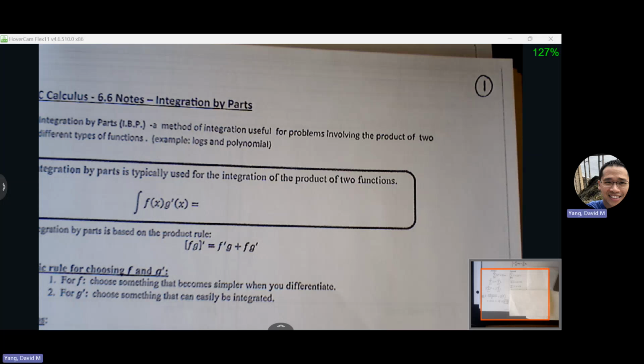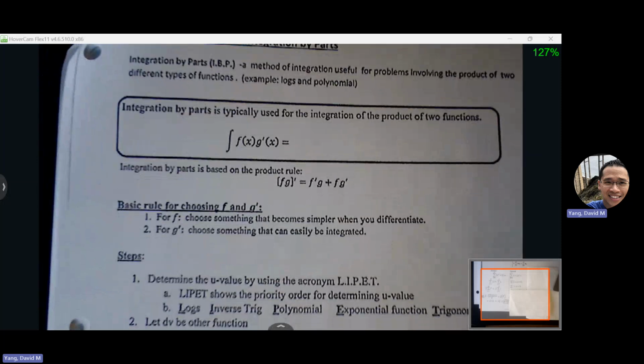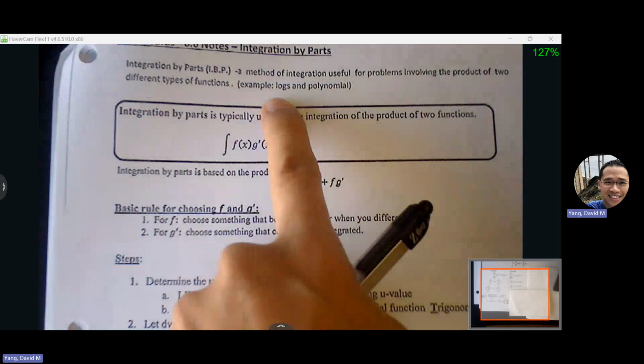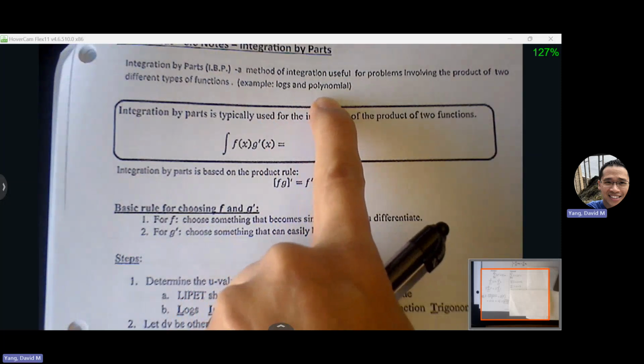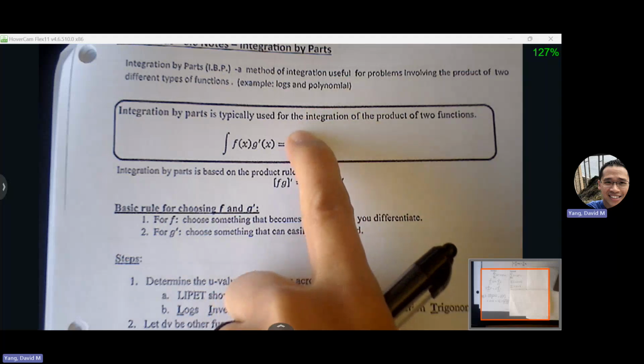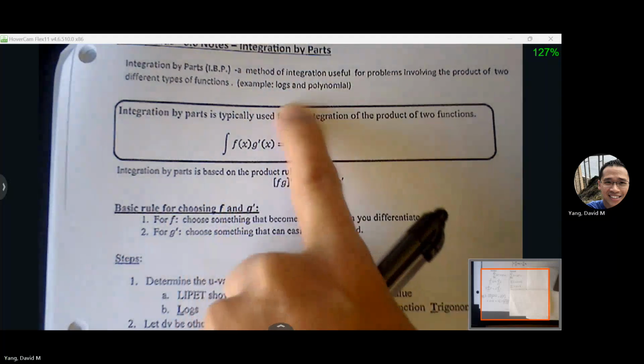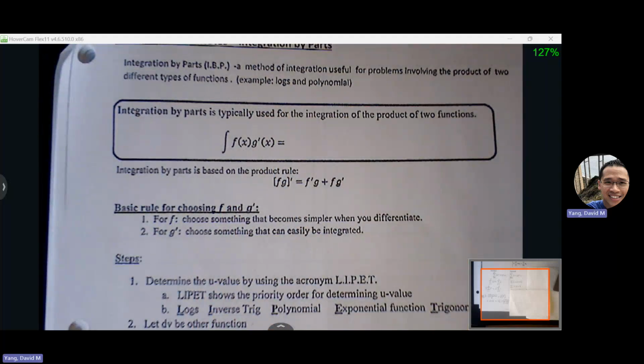So integration by parts. This is a method of integration useful for problems involving product of two different types of functions, examples, logs and polynomials. So on the AP exam, you're not going to be told, oh, this is integration by parts. You're going to apply this rule.